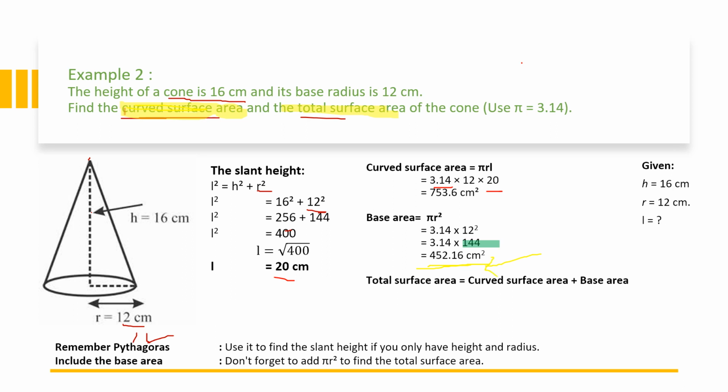Then you substitute them in total surface area. What is total surface area? Total surface area is curved surface area plus base area. Curved surface area is pi r L, base area is pi r square. Let's sum them. Substitute and sum. So that is equal to 1205.76 centimeter squares. How did I get it? You know it, right? Here.